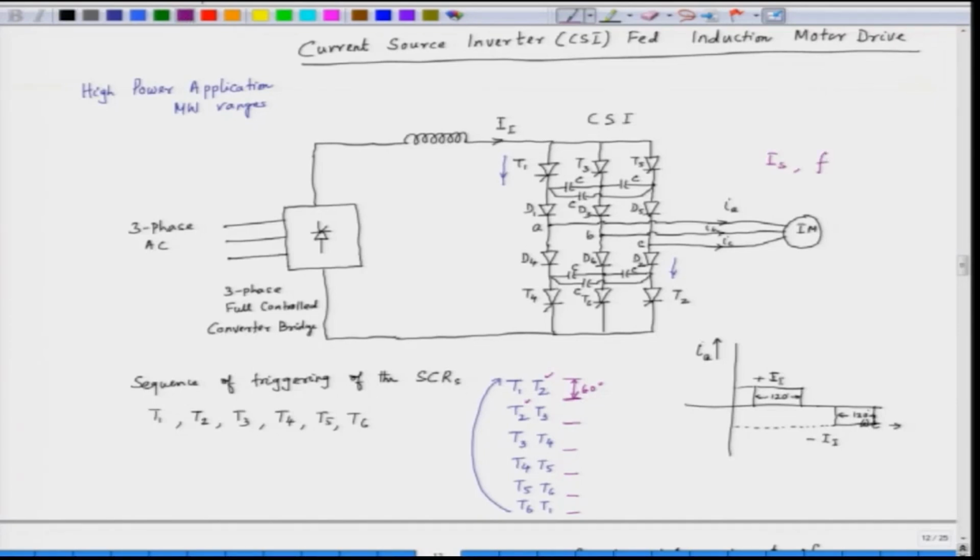So, the fundamental current would be the fundamental component of this, which we can find out by Fourier series method. So, this is the fundamental component of the current and the RMS value of that. So, we can change the RMS value of the current, we can also change the frequency by changing the fastness of switching. So, we have a variable current and variable frequency source. So, we can change the stator current, we can also change the stator frequency.